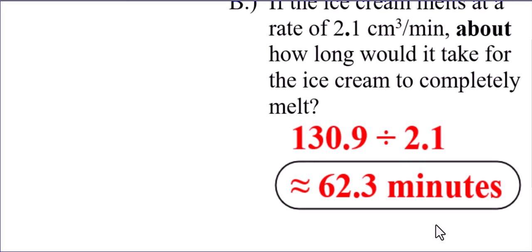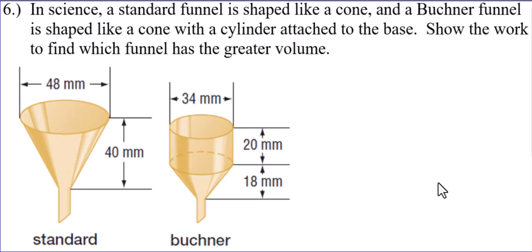Now, it doesn't really tell us what to round to. So if you said about 62 minutes, I would not mark it wrong. If you round it to the nearest 10th, like I did, that's fine as well. And instead of using the approximately equal to symbol, you could actually use the word about. That'd be totally appropriate. All right, last problem.